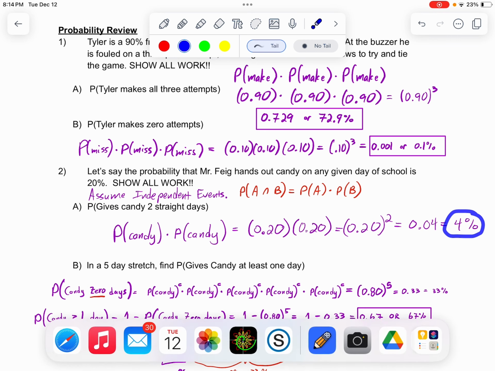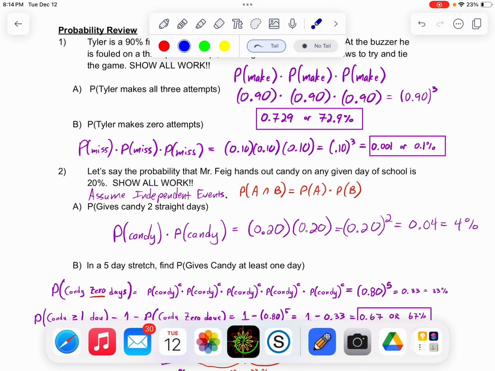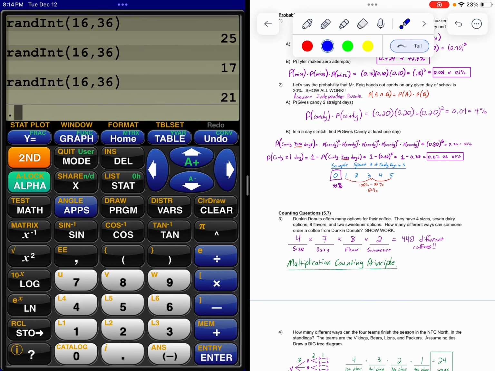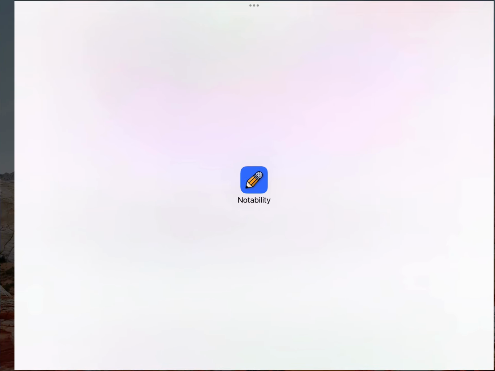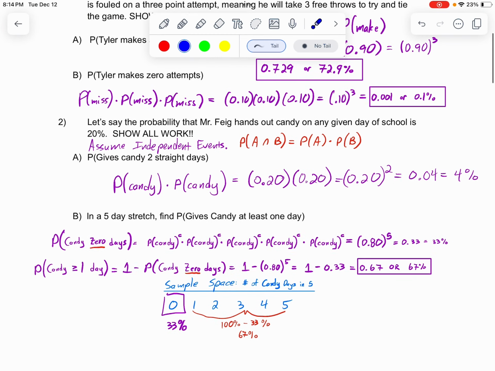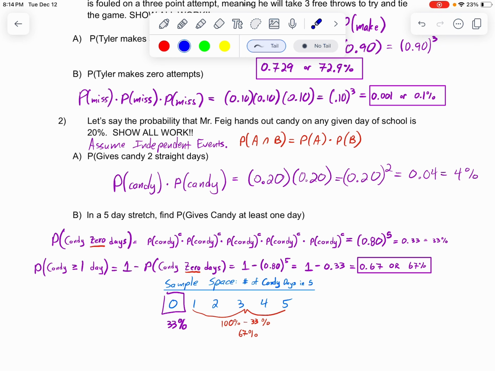Did I do that right? I don't know why I'm not trusting myself right now. 0.2 squared. Oh yeah, 4%. Bam! Okay. Next one. In a 5-day stretch, find the probability that I give candy at least one day. At least one day.